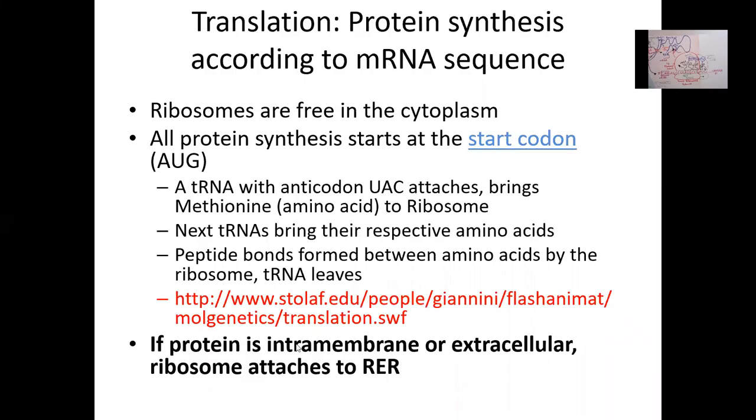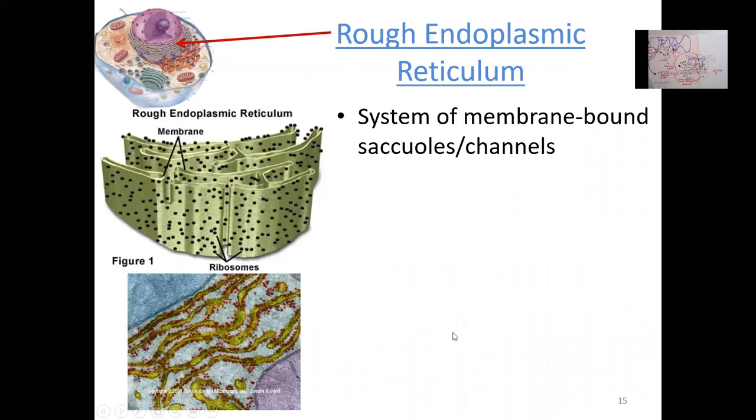Okay, so if the protein is within a membrane or leaves the cell, the ribosome, which used to be free in the cytoplasm, attaches to the RER. The RER is called the rough endoplasmic reticulum. Again, it is a series of flattened saccules or channels, right? So nice and folded on itself. All of them are interconnected, right? And this is actually an extension off of the nuclear membrane, right? So the RER is always wrapped around the nucleus like this.